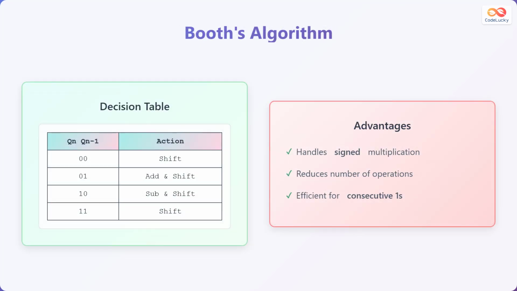Booth's algorithm utilizes a decision table based on the current and previous bits, denoted as Q subscript n and Q subscript n-1, respectively. If both bits are 0 0, a shift operation is performed. If the bits are 0 1, an addition and shift operation is performed. If the bits are 1 0, a subtraction and shift operation is performed. If both bits are 1 1, a shift operation is performed. The advantage of Booth's algorithm is that it handles signed multiplication efficiently, reduces the number of operations, and is particularly effective for consecutive ones.